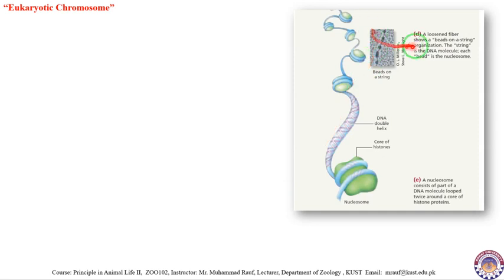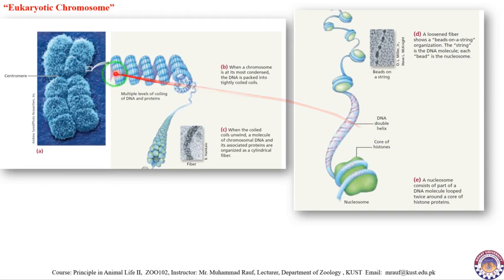So here you can see that the condensation is 10,000 times. When a DNA molecule changes into a compact structure called a chromosome, it has to condense 10,000 times.